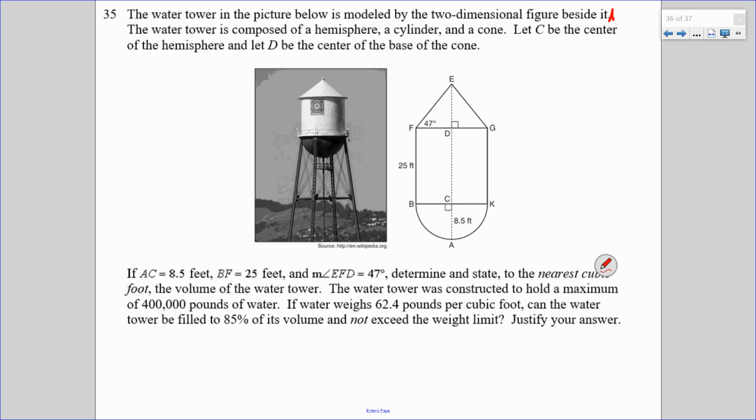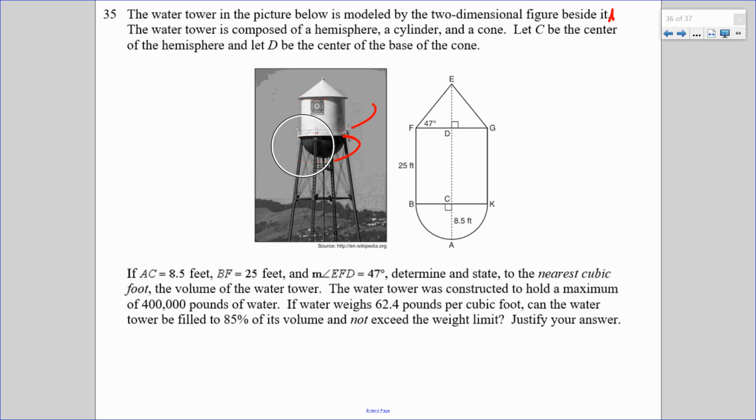Let's move on. The water tower is composed of a hemisphere. Got it. Oh, that's not a hemisphere. What am I talking about? My hemisphere. Okay. See it. Cylinder. See it. Cone. See it. Let C be the center of the hemisphere, and let D be the center of the base of the cone. Got it. Didn't tell me to do anything yet. It's just explaining what is going on. So I'm done with that.